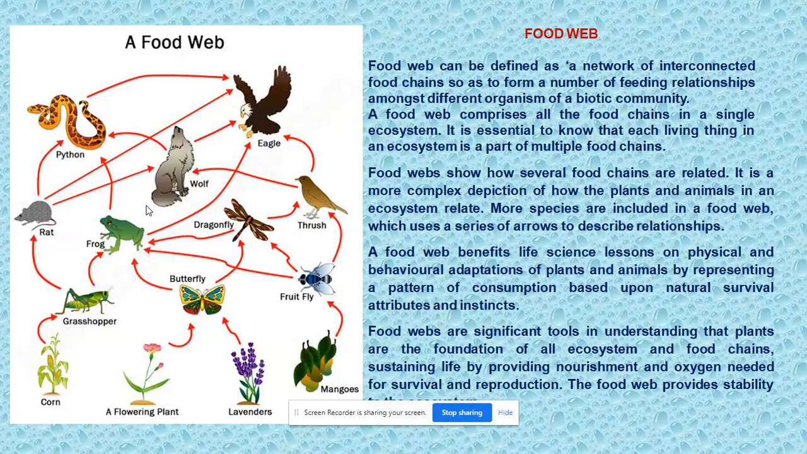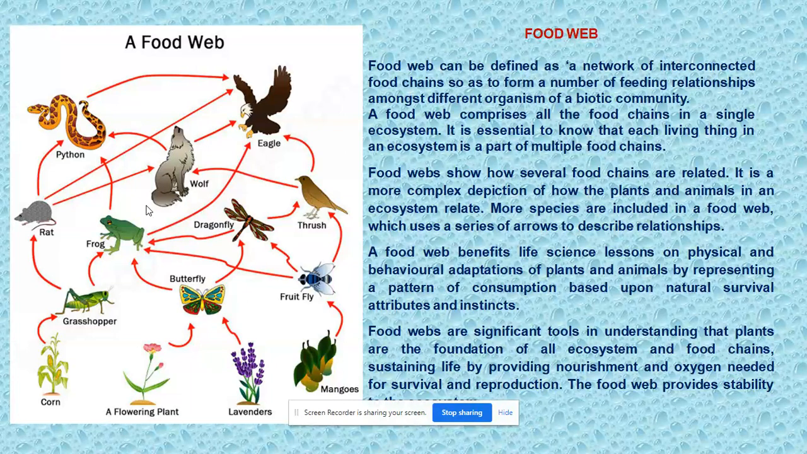Food web. The word web means network. A food web can be defined as a network of interconnected food chains so as to form a number of feeding interrelationships among different organisms of a biotic community.